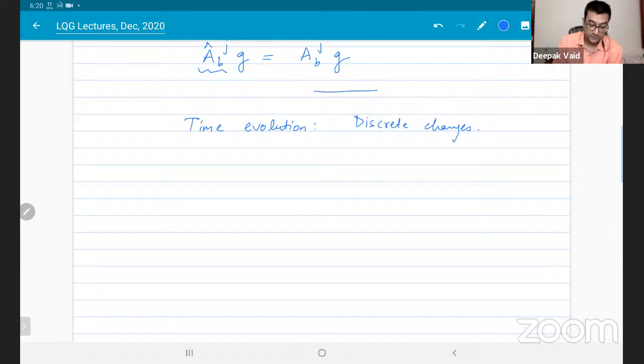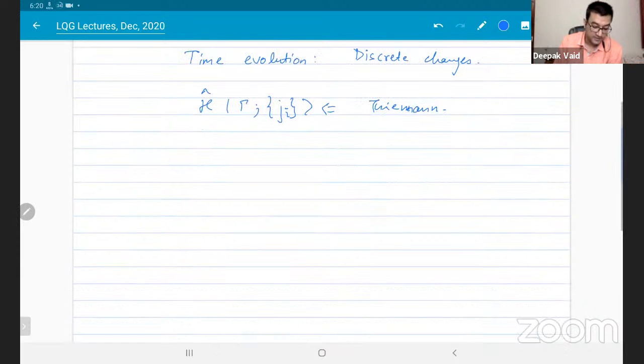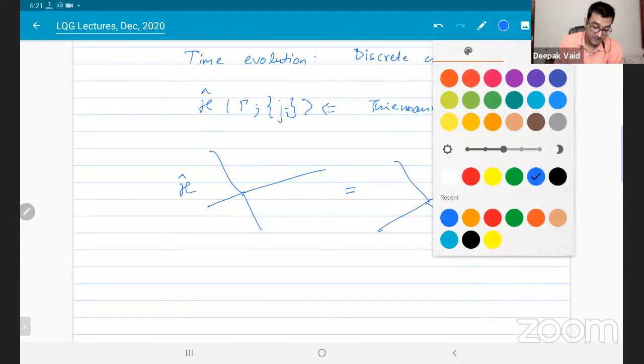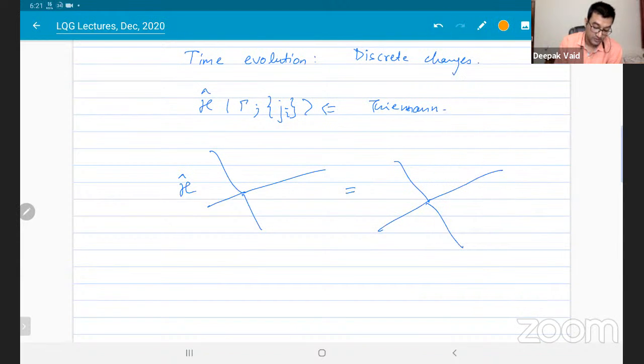It turns out that if you look at the Hamiltonian operator and ask what is the action of this Hamiltonian operator on these spin network states, this can actually be evaluated exactly, and it was first evaluated by Thiemann. What it does is, if you look at a single vertex of your graph and imagine the action of this Hamiltonian on this single vertex, it takes this vertex and adds a loop to that vertex.